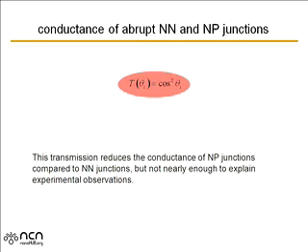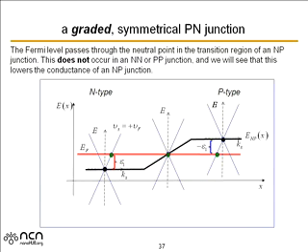So there's something else going on in the real experiments, and it turns out to be related to the non-abruptness of the junction. So these are the kinds of junctions that people are going to have to learn to produce if you want to do these electron optics. But most of the junctions these days are much more graded. So let's look at a graded symmetric p-n junction.